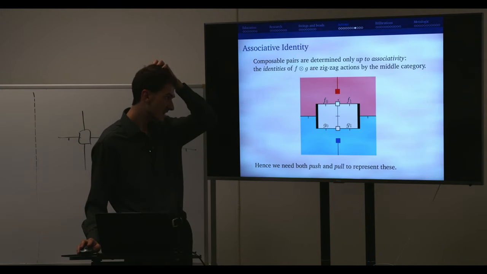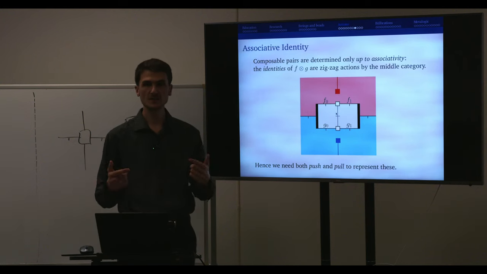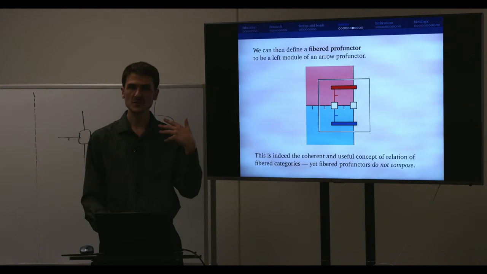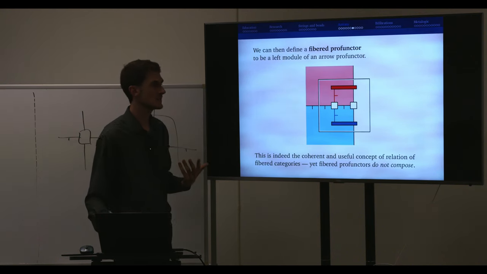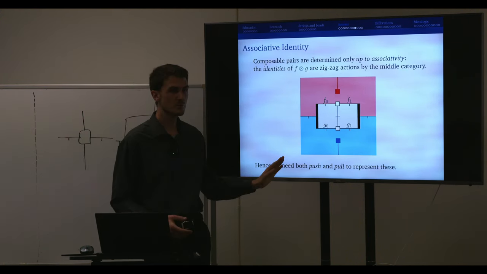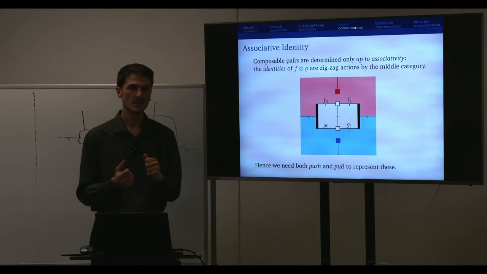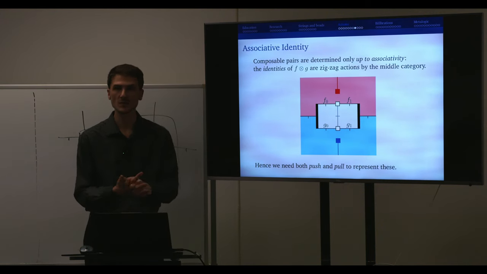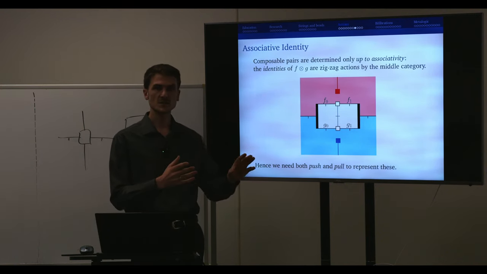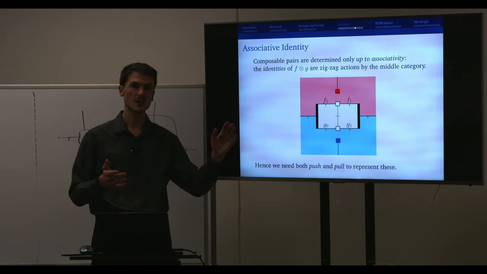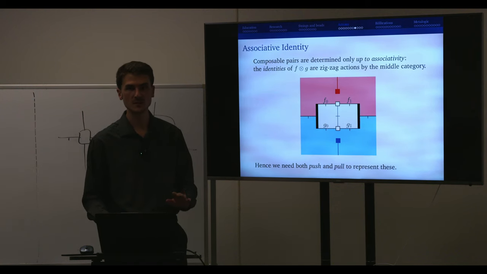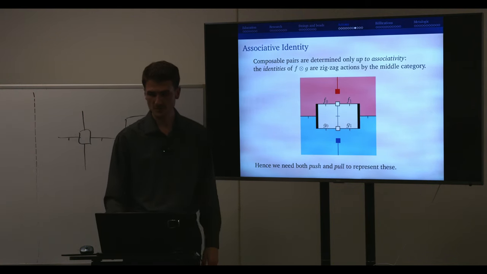So the idea is that these zigzags involve arrows pointing both directions. So if you only have one direction of action, it's not enough to represent these zigzags. We need both a pushing and pulling action to have a well-behaved notion of relation between dependent categories. Fibered categories form a virtual equipment, but they don't compose. Opfibered categories form a virtual equipment, but they don't compose. But bifibrations actually form an equipment. They have profunctors that compose.